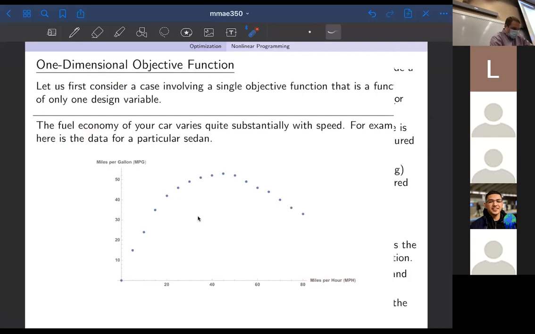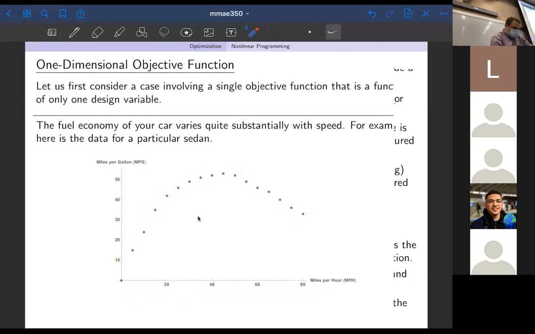Sorry. Okay, so we have miles per gallon. That's the objective function as a function of the speed, miles per hour. So our f is the fuel economy, the J, and the x is the speed, miles per hour.